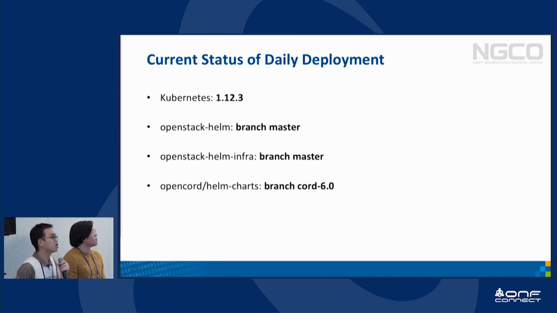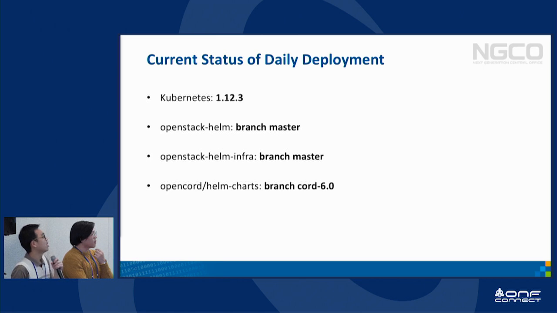In order to keep our code deployment up to date, including the code path itself and the underlying infrastructure, we do a daily deployment against the latest code of every repository that I mentioned here. So far, for Kubernetes, we are using 1.12.3. It's the latest version of the stable release. And as for OpenStack-Helm and OpenStack-Helm-Infra, we do the deployment against the master branch code.